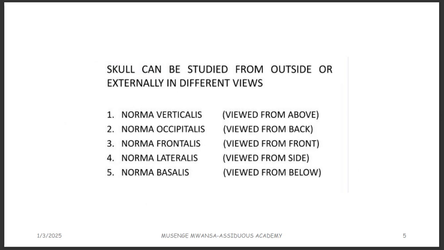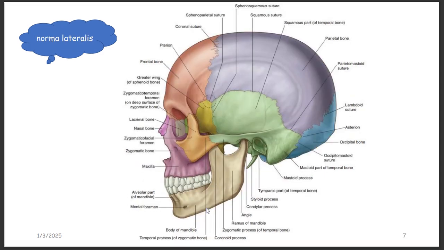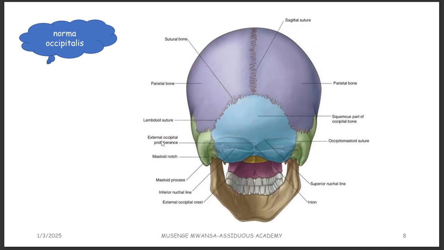When you are looking at the head, you have 5 views in which you can look at the head. You have norma verticalis, norma occipitalis, norma frontalis, norma lateralis, and norma basalis. For norma frontalis, we are looking at the head from the front. Even the frontal bone is in front. These are the bones that you can see. And then norma lateralis is you looking at the lateral aspect, and this is the view. Norma occipitalis is you looking from the occipital end or the back, and that's what you can see.